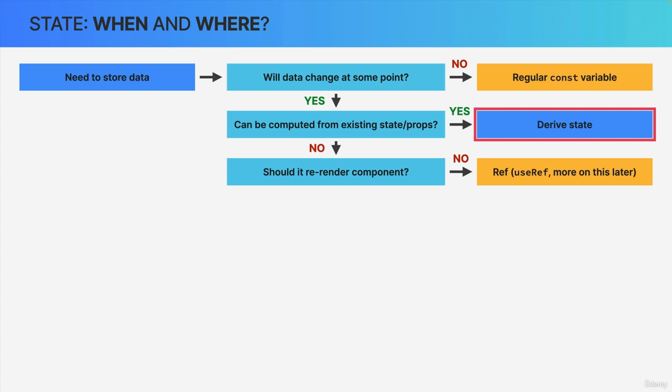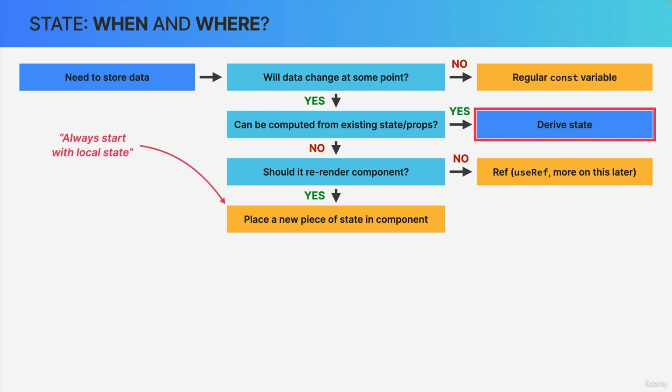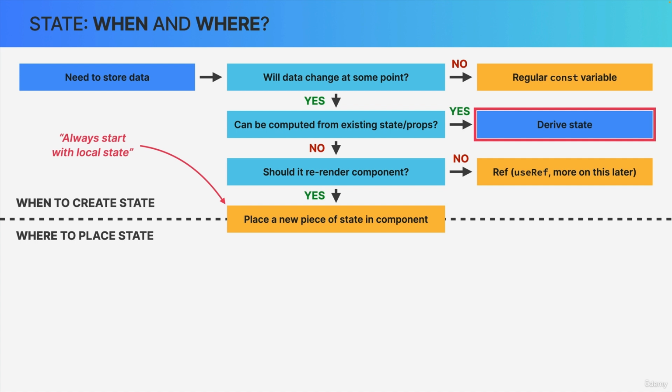Now, most of the time, you actually do want state to re-render the component. And so what you do is create a new piece of state using the useState function. And you then place that new piece of state into the component that you are currently building. And so that's the always start with local state guideline that we talked about in the previous slide. And with this, we have completed the decision process of when to create state. So again, most of the time, you will just create a new piece of state using the useState hook. But there are also all these other cases. And so it's important that you are aware of when to create each of them.